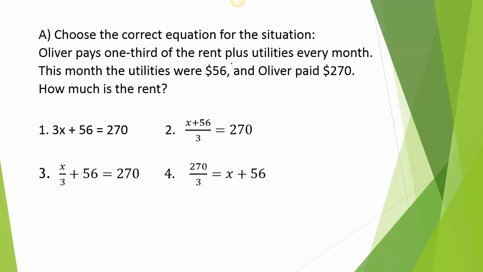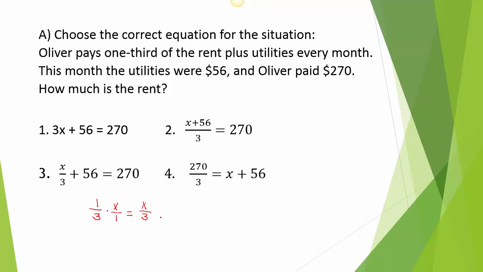Now, if we look at 1/3 times X, another way of writing that is X over 1, and we do the multiplication straight across, so that's X over 3. So that's another way of writing 1/3 of X, X divided by 3. Okay, then it says, he pays 1/3 of the rent, X over 3, plus, that's an addition sign, utilities every month.